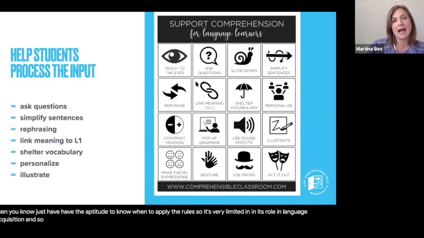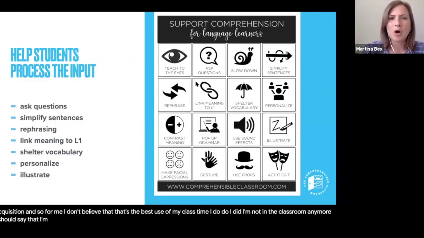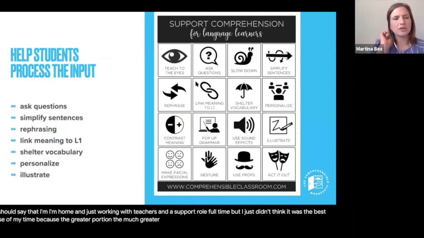And so for me, I don't believe that's the best use of my class time. I'm not in the classroom anymore, I should say; I'm home and just working with teachers in a support role full time. But I just didn't think it was the best use of my time, because the much greater portion of language acquisition is receiving input.